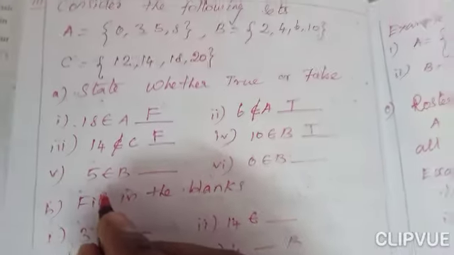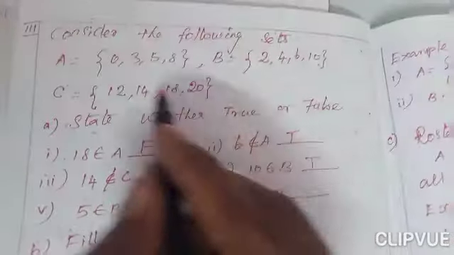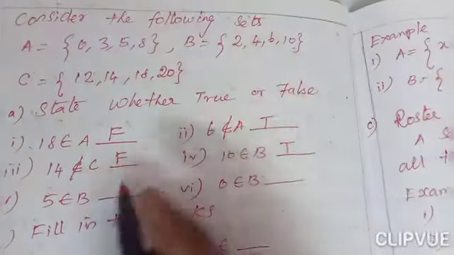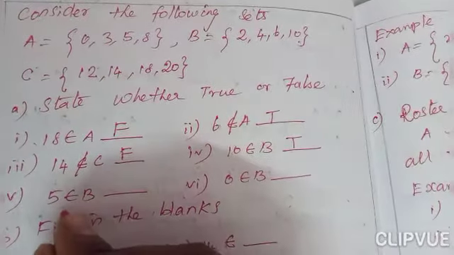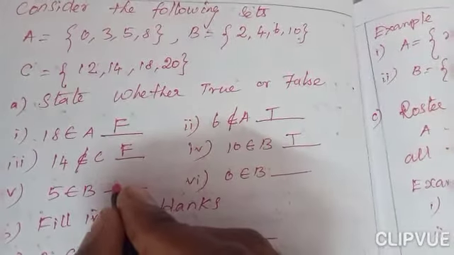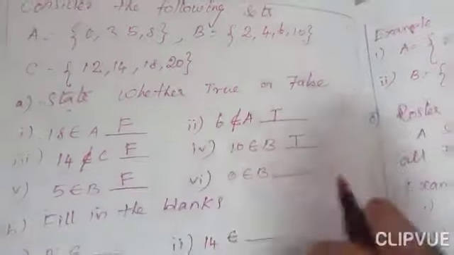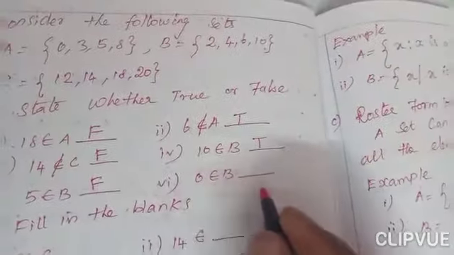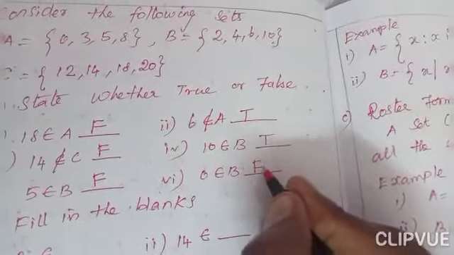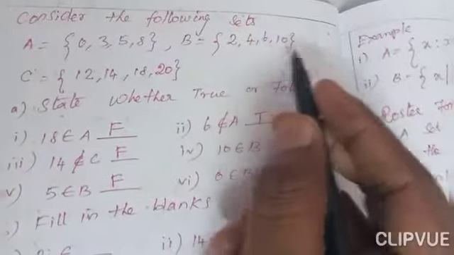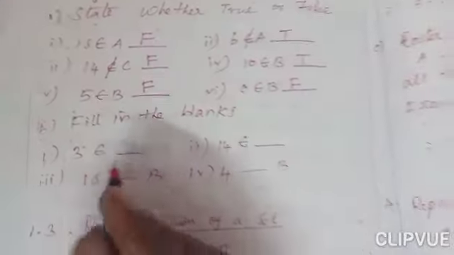After that, 5 belongs to capital B. What are the elements in capital B? 2, 4, 6, 10. That means there is no 5. That means it is a false statement. 5 does not belong to capital B. 0 belongs to capital B. This is also a false statement because 2, 4, 6, 10 are the only elements of set B. Look at the next activity.